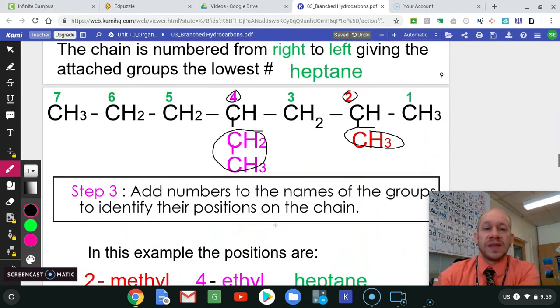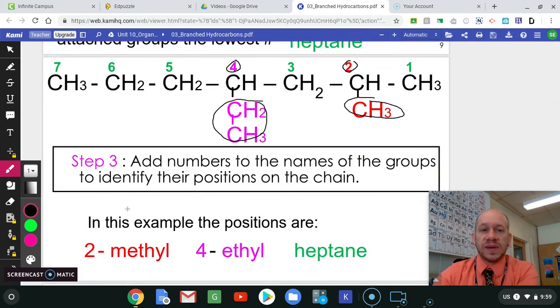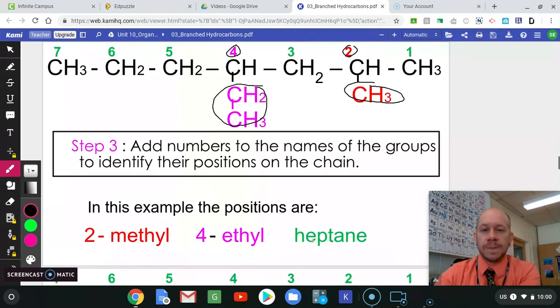Step 3, add the numbers to the names of the groups to identify their positions on the chain. So here on carbon number 2, there's a 1 carbon group, so this is a methyl. On carbon 4, there are 2 carbons, so this is an ethyl. So a methyl on the 2nd carbon, an ethyl on the 4th carbon, and our parent chain is heptane.